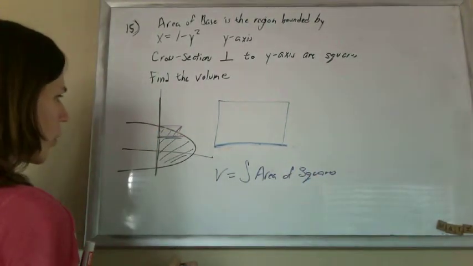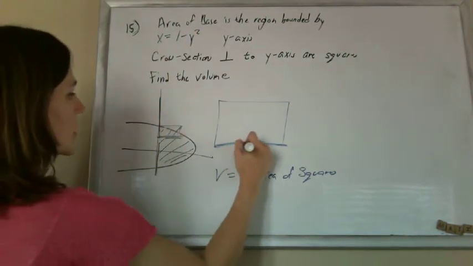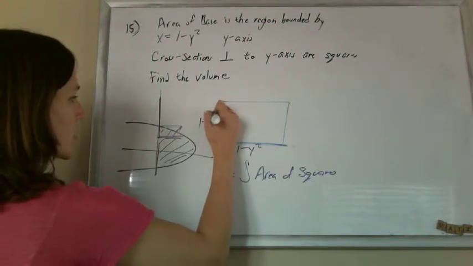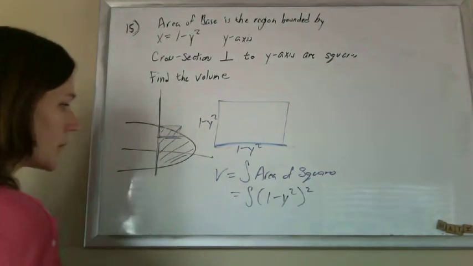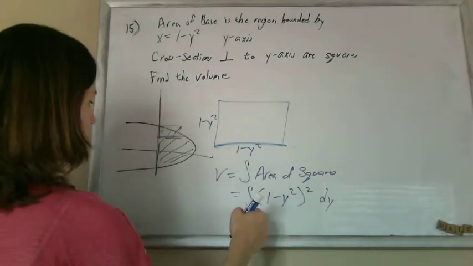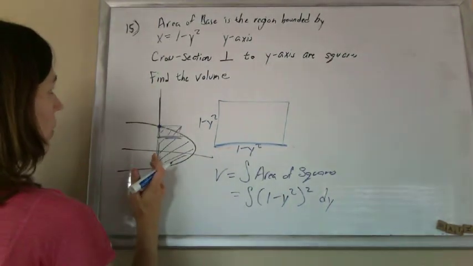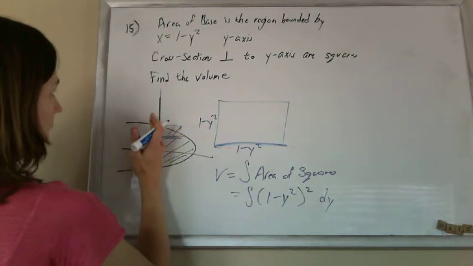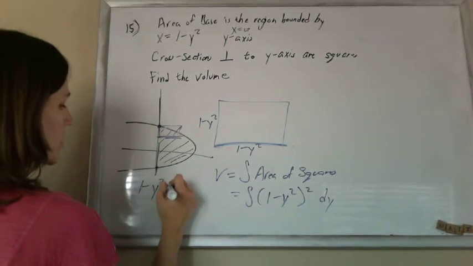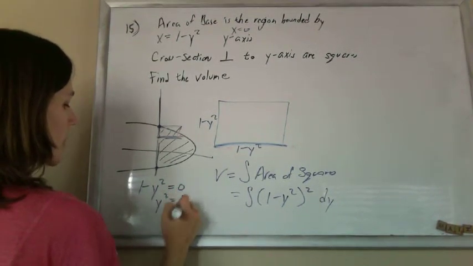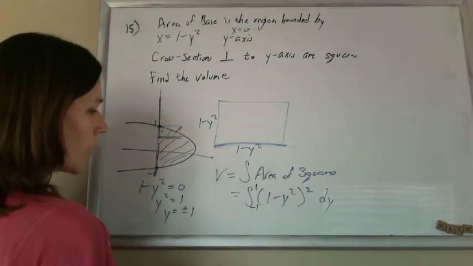So this length here is an x length, so it's 1 minus y squared. And because it's a square, they're the same. So the area is just 1 minus y squared. And we need limits, so we're going on the y from here to here. We want to know where it meets the y-axis, where it meets x equals 0. So I want to know when 1 minus y squared is 0. So y squared would equal 1, so y would be plus or minus 1. I'm going from negative 1 to 1.